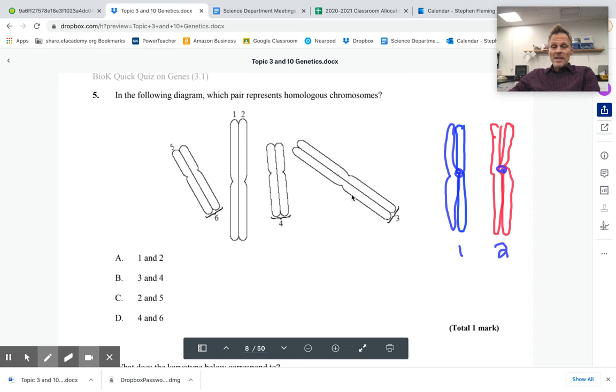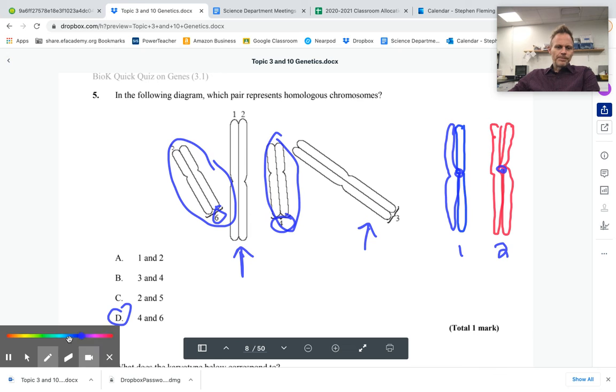So the one that best answers this question is 4 and 6, right? These whole things would be an example of homologous chromosome. These are also homologous chromosomes, but there's not an option for that. So the best answer there was D. Okay, let's go on to the next one.